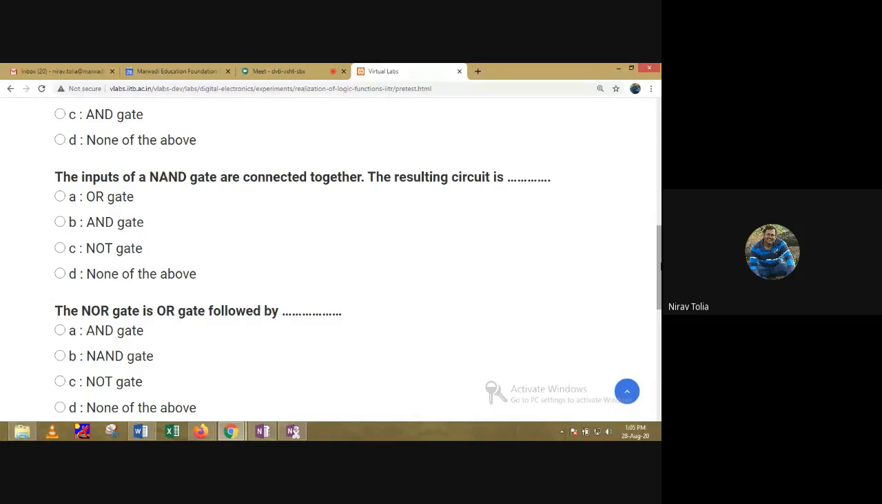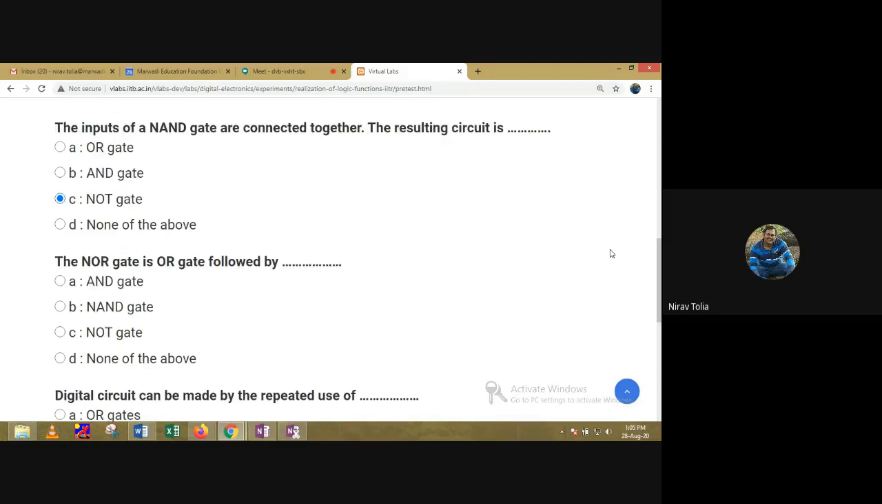Okay, Jwalan gives the answer. What about others? Not yet, sir. Okay, NOT gate. So only a single answer, that it is a NOT gate.